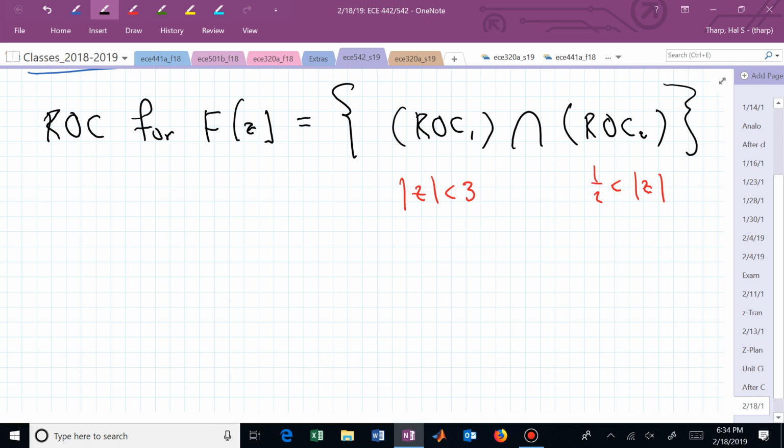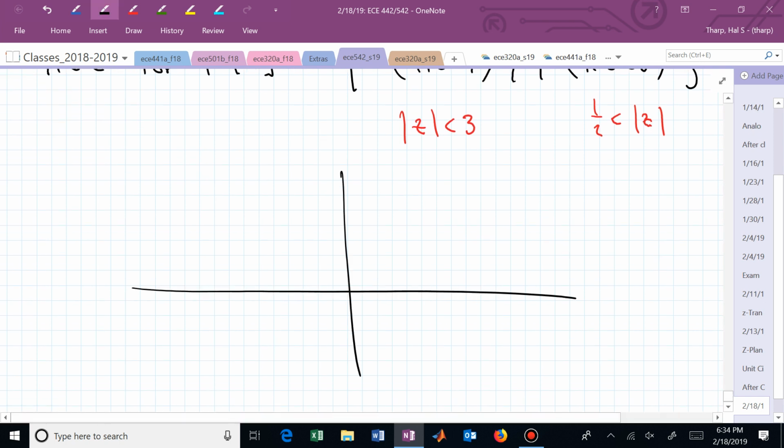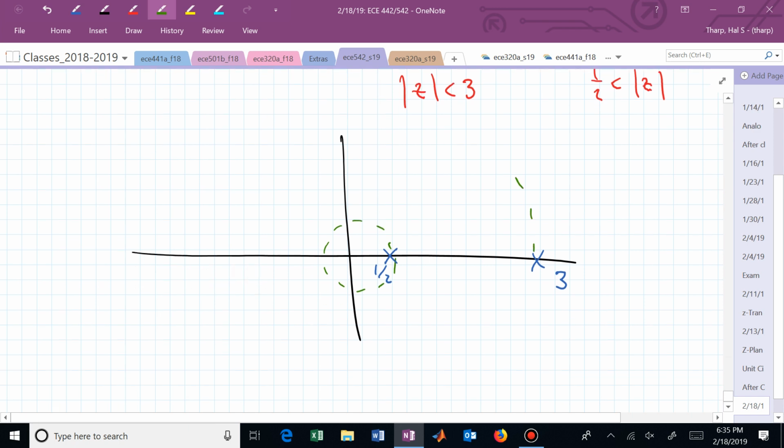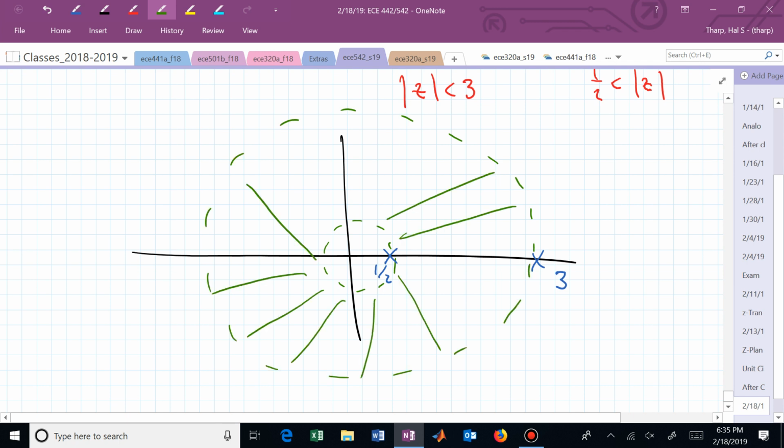And now we can see why we had that annular region to begin with. We needed the region of convergence to not include any poles, and our poles were at 3 and 1/2. We needed our region of convergence to be beyond 1/2 and less than 3. And there is now our region of convergence for f of z.